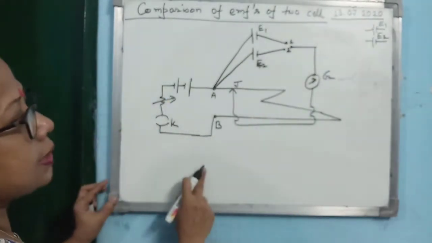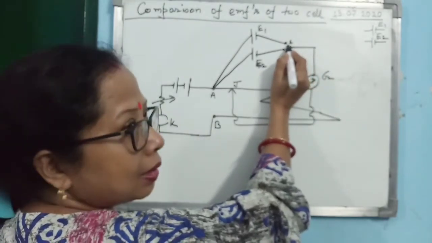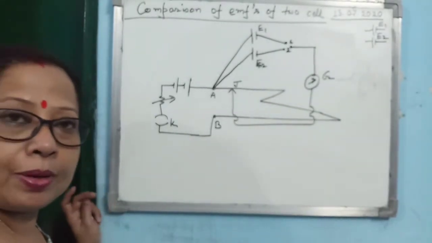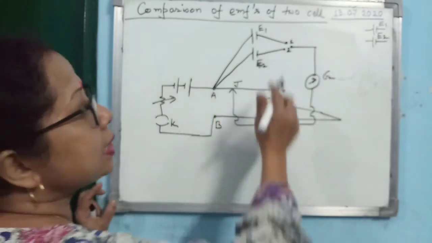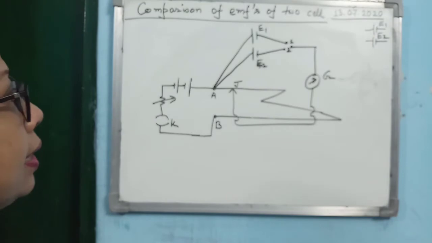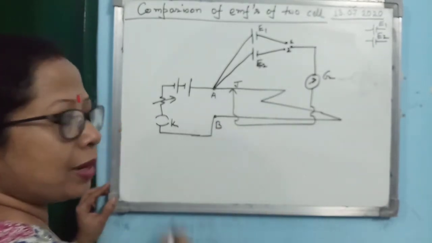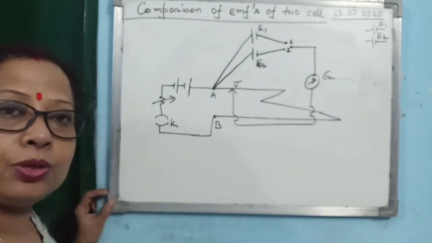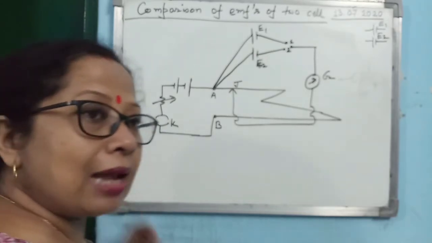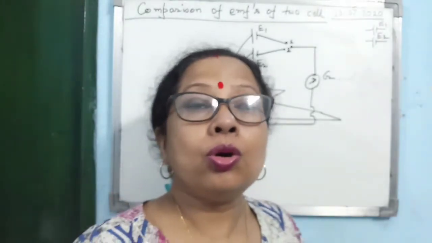What is the first step? You first insert the plug at position 1. Don't insert a plug in 2; let it be open. What did I say? Insert the plug at point 1, and then slide the jockey across the potentiometer wire until you get the null point. Null point means the galvanometer will not deflect. Is that clear? So what is the method?